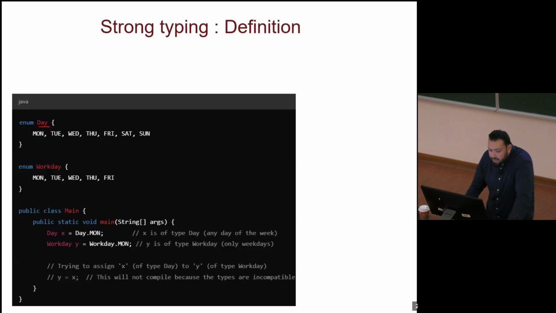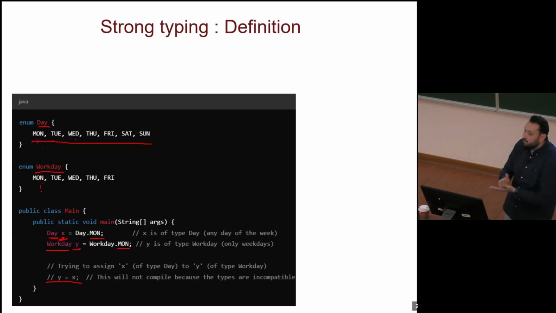I have an enum day. I have these stored in it. So let's say these are strings or values or whatever. We have workday, also have this. Now inside the main function, I'm defining X, but with type day. I'm saying day.mon. And then I'm defining Y with a different type called workday. Workday.mon. If you look here, they are the same thing. But when it comes to Java, it's going to give you an error. That's actually called strong typing.